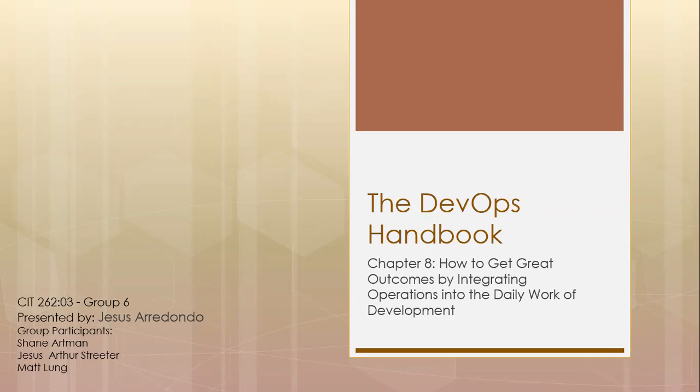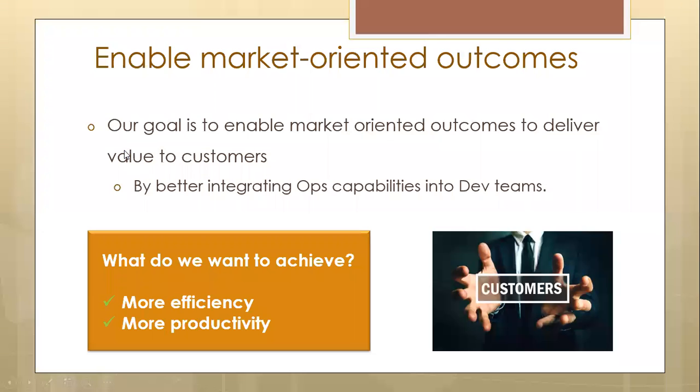Today I'm going to be talking about Chapter 8 of the DevOps Handbook on how to get great outcomes by integrating operations into the daily work of development. So, enable market-oriented outcomes. The goal here is to provide value to our customers, either internal or external, by better integrating our operation capabilities into the development teams.